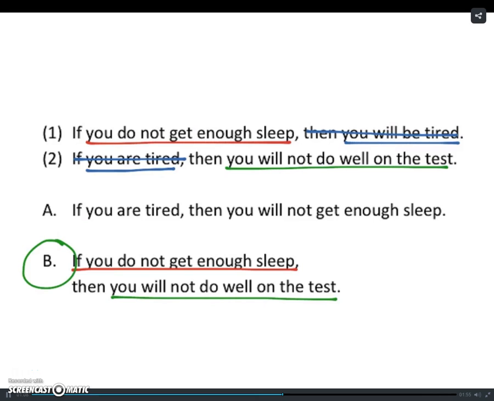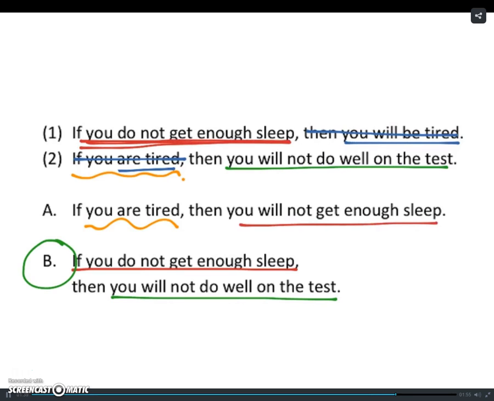Answer choice A is not valid because this one is saying if you are tired, then you will not get enough sleep. It's trying to use this part that we eliminated, and combine it with the hypothesis of the first statement, and you can't do that. That's not a valid way to combine those two pieces of information.